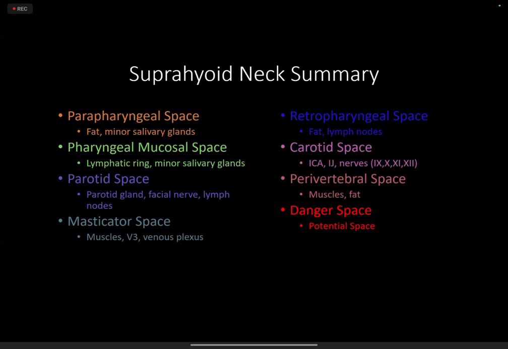Key here is if you have a lesion in the perivertebral space, make sure you track your eye into the spinal canal, looking for any abnormalities within the canal as well. And then we learned about the danger space, the potential space where infection can gain access. And an infection, if it does reach this space, is often fatal, unfortunately.